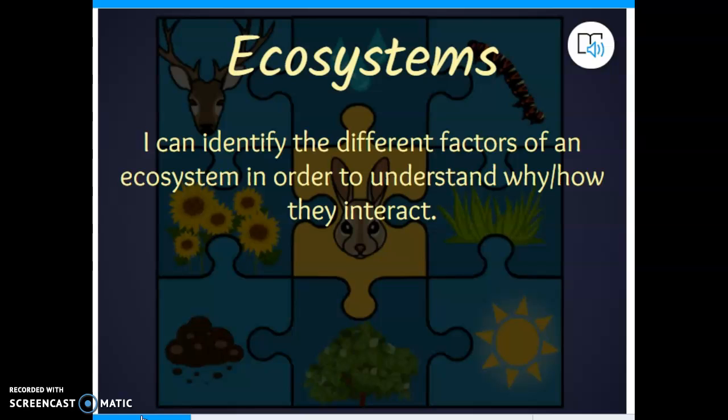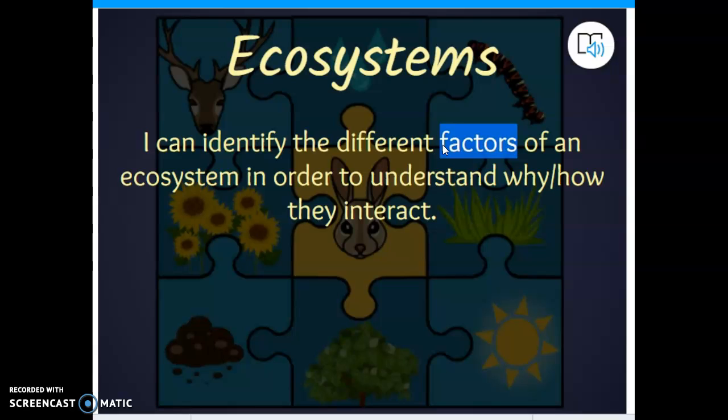But again, we're talking about ecosystems. We're in the introduction of ecosystems, and it's important that you are able to identify the different factors. Now, just because I use this word here, I don't want you to get caught up and think, oh, he only means the biotic and abiotic. No. I mean all of the factors in an ecosystem.